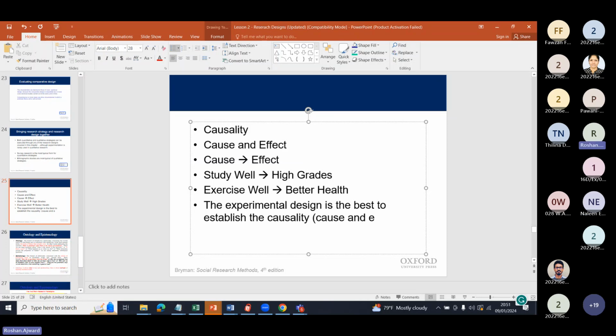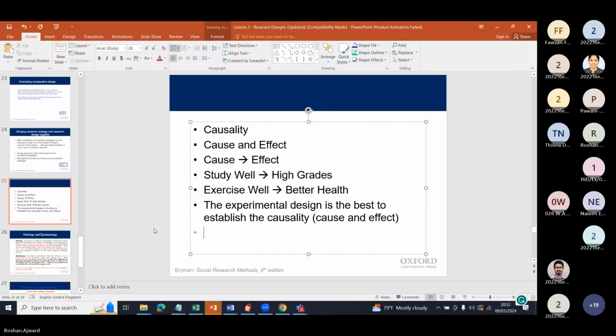The least effective one is the cross-sectional design, because you take the data at one point in time. How can you establish causality? People do that, but again, there are issues. Okay, understood.